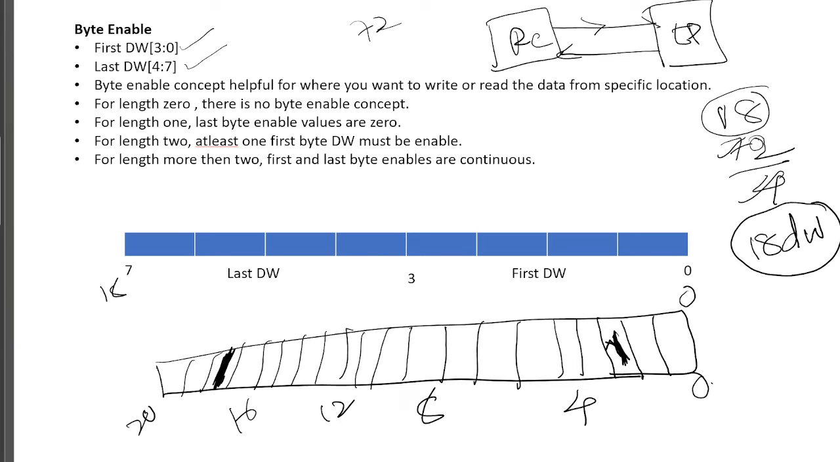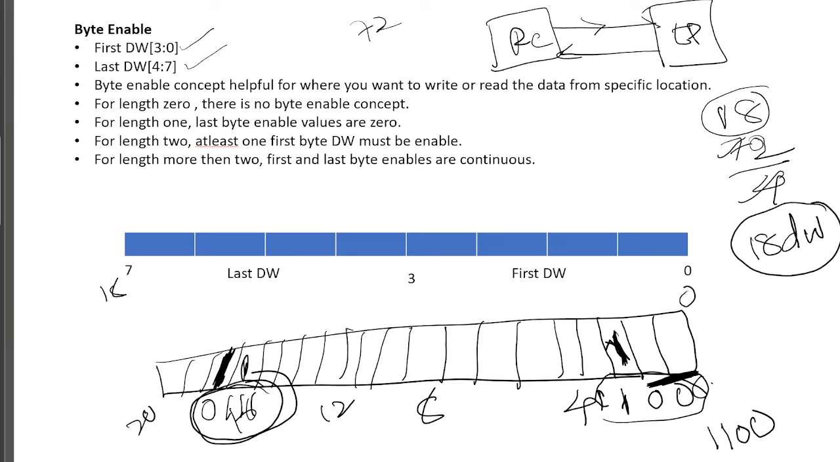So you should disable these two bytes. What happens to the first double word value? You want to disable the first 2 bytes, so the value is 1100. In the last double word, I don't want to read the data from 18; I want to read only up to 17. So you give a 0, and the remaining 3 fields are 111. This is the last double word value. Based on that, using the byte enable concept, you write or read the data at a specific location. In this way, the byte enable concept is helpful.